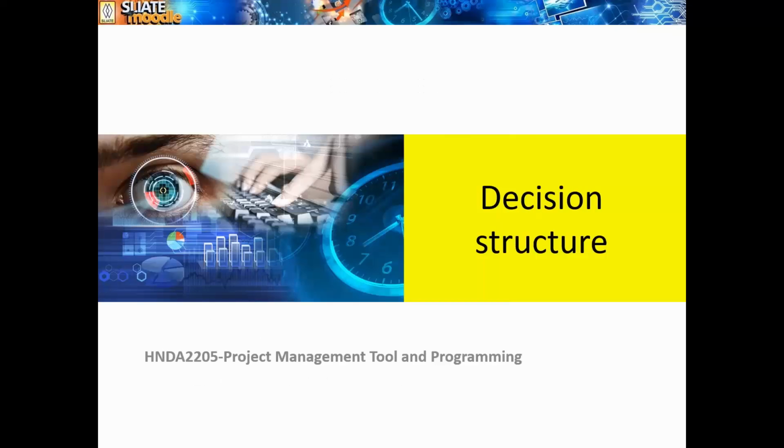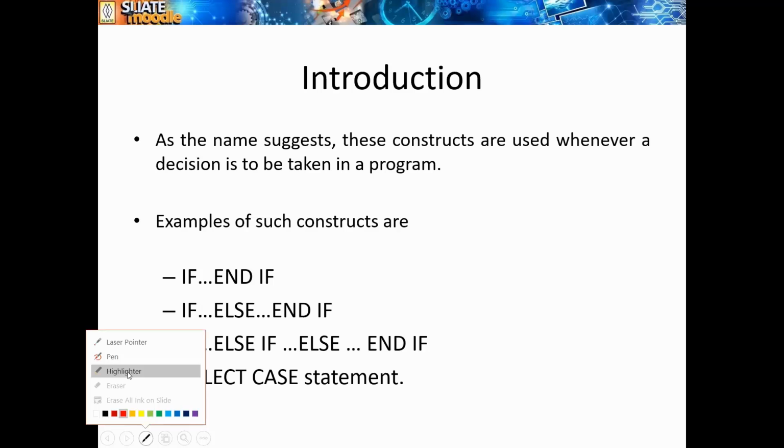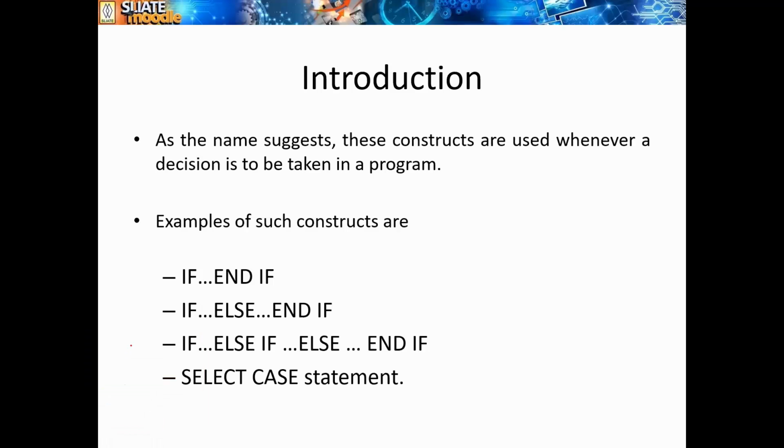And now we are going to talk about some control structures that we can have in VB. And the simplest one we are going to see is if, right? And since we have already talked about drawing flow charts, I think you are clear about what we have in if condition, right? As the name suggests, these constructs are used whenever a decision is to be taken in a program, right? So you know if leads us to take a decision, right?